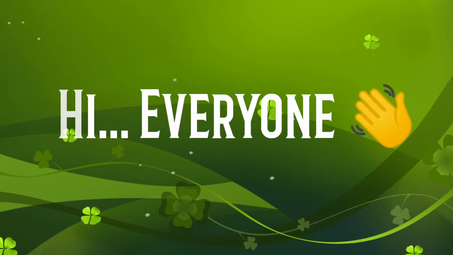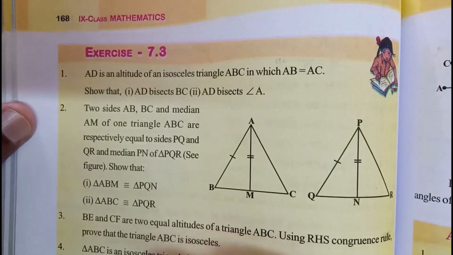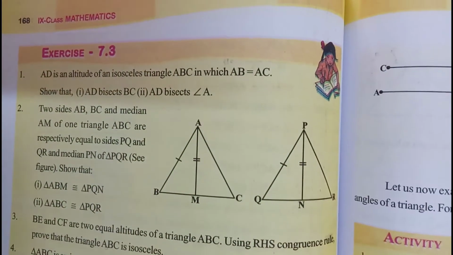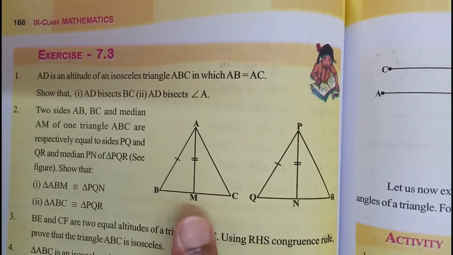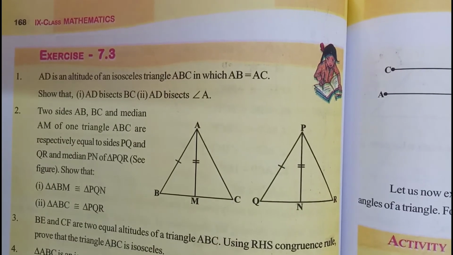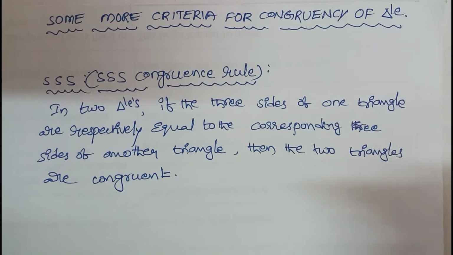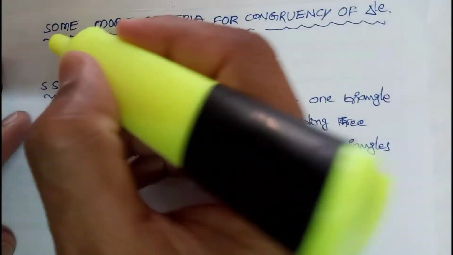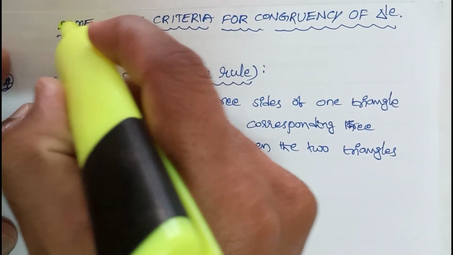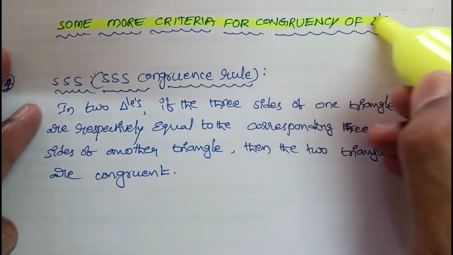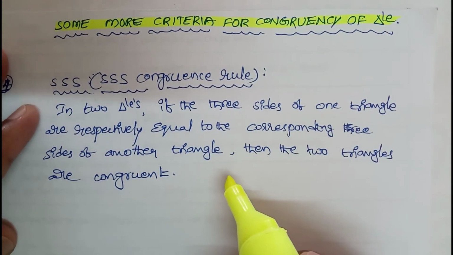Hi everyone, today we will discuss exercise 7.3. Before going to solve the sums in exercise 7.3, we will discuss the criteria for congruency. Some criteria for congruency of triangles.